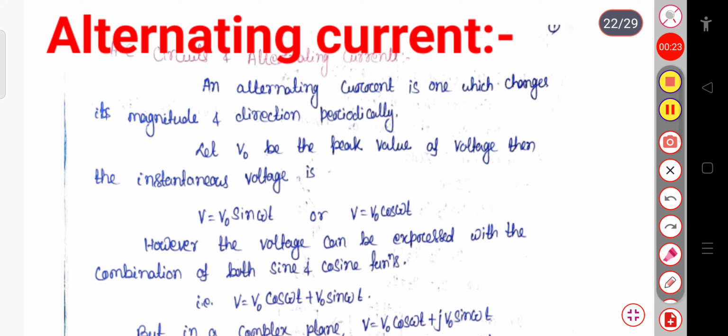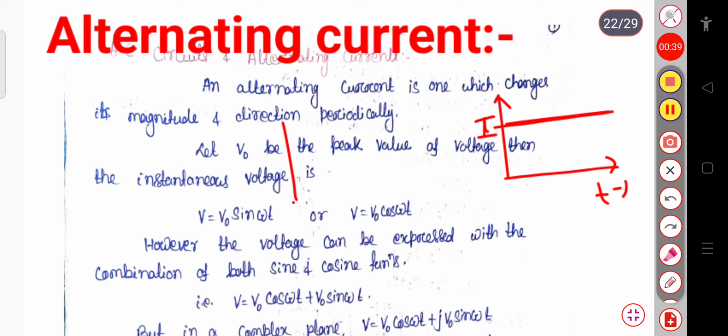The basic difference between the direct current and the alternating current is that in case of the direct current, with respect to the time, the current varies steadily. So suppose for the direct current, you can see the current is constant with respect to the time, but in case of the alternating current, when the time elapses, the current changes periodically.